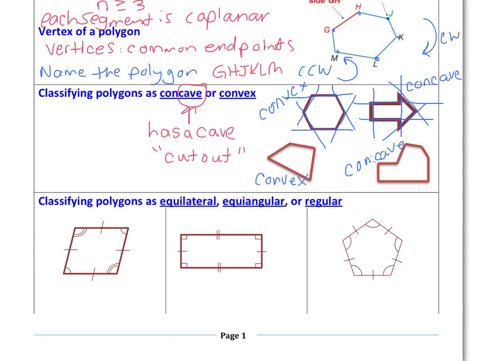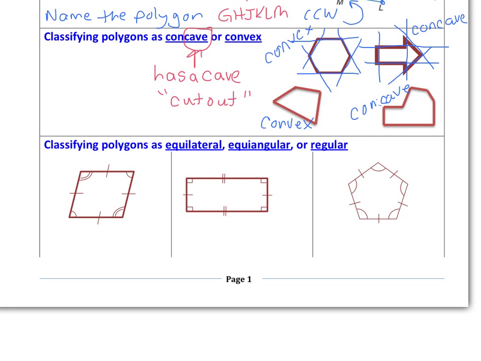Now let's talk about classifying polygons as equilateral, equiangular, or regular. So equilateral means that the lateral segments or the lateral edges are equal in length, or you could say they are all congruent. Here in this figure, we do have one pair of equal angles and another pair of equal angles based on how those arcs are notated. But here, all the sides are being shown to be of equal length with these slash marks. So this would be equilateral.